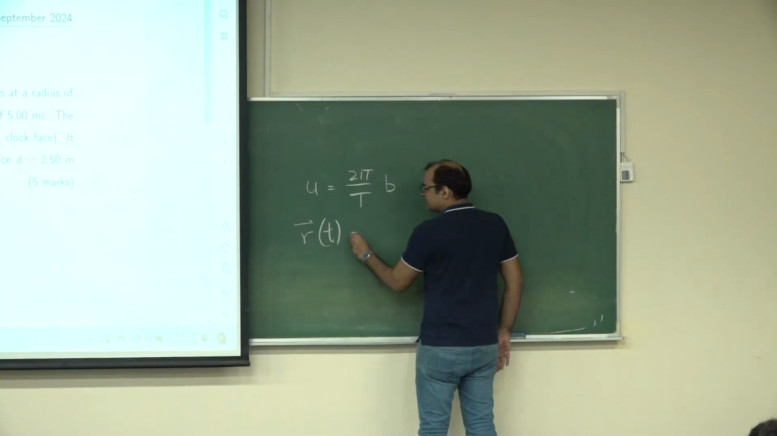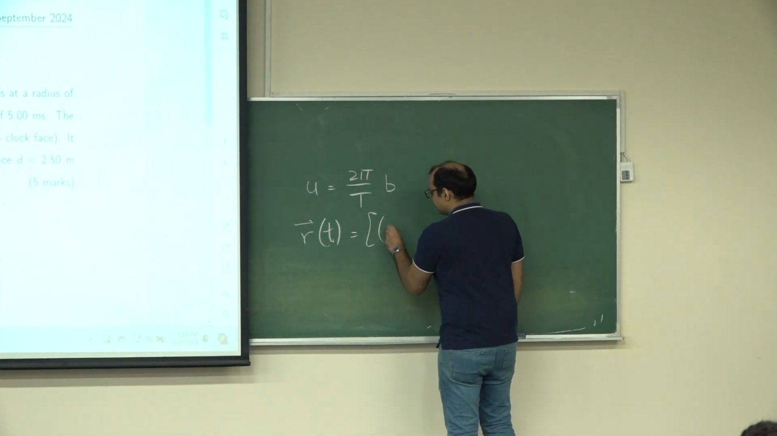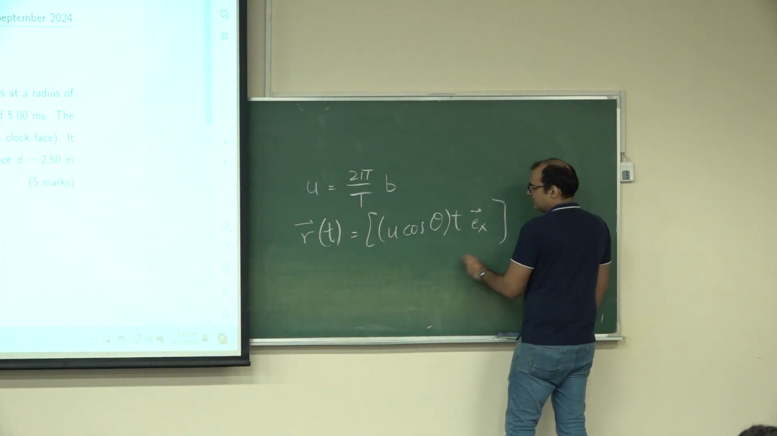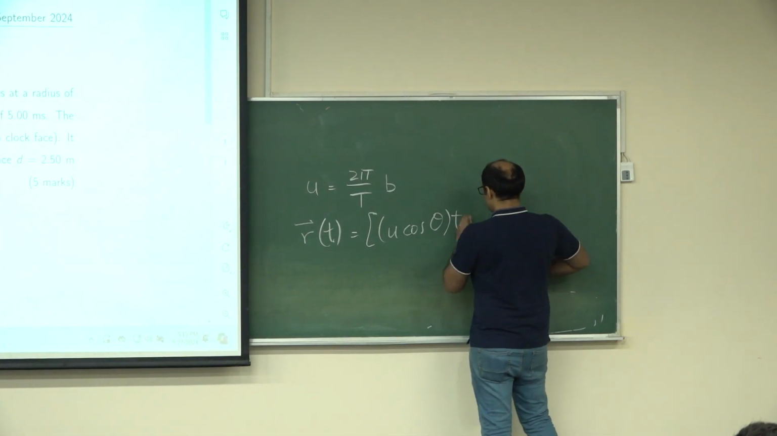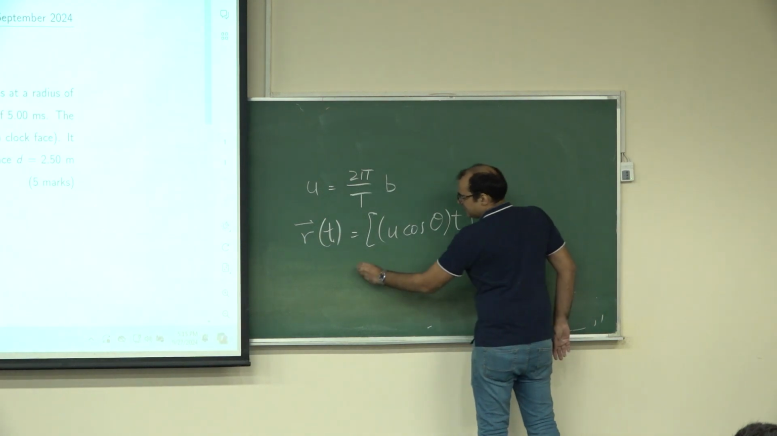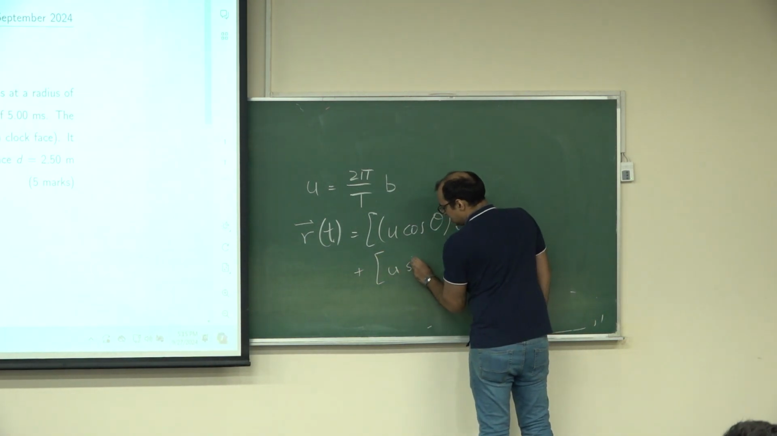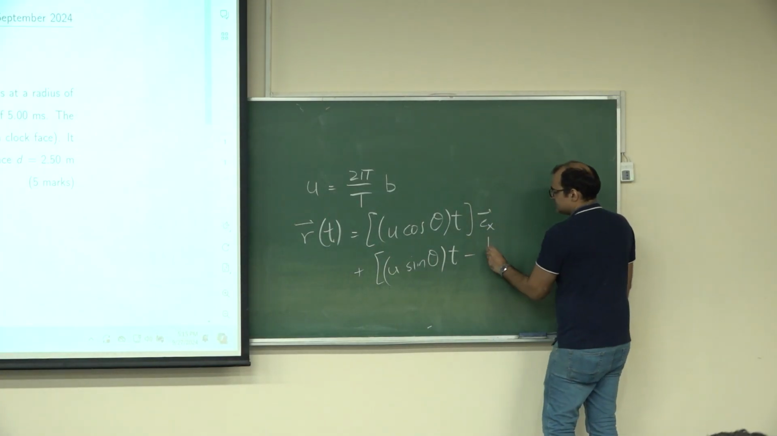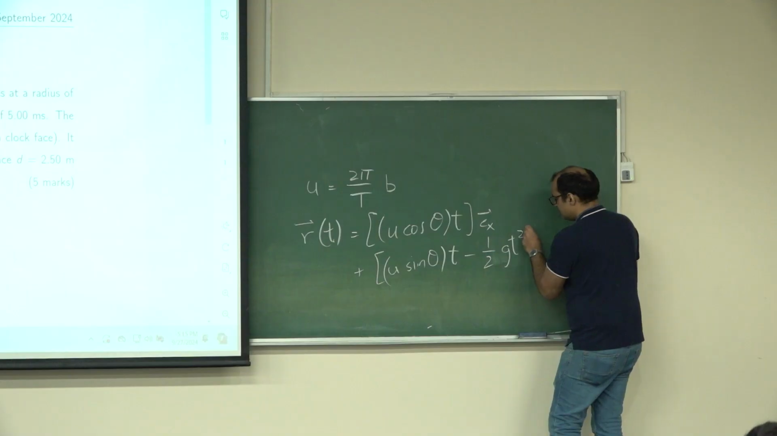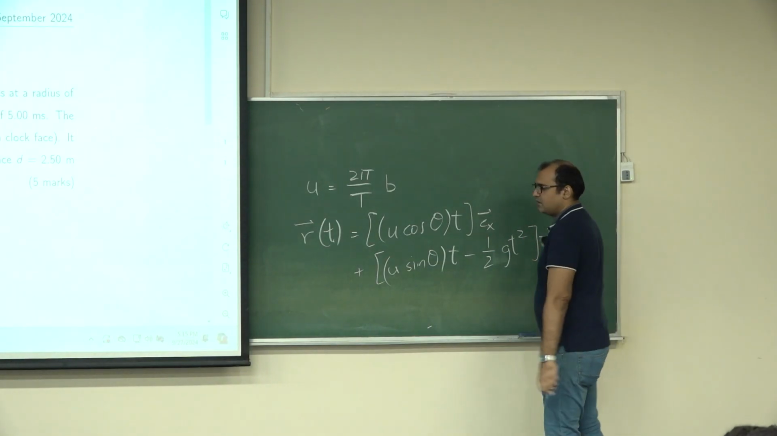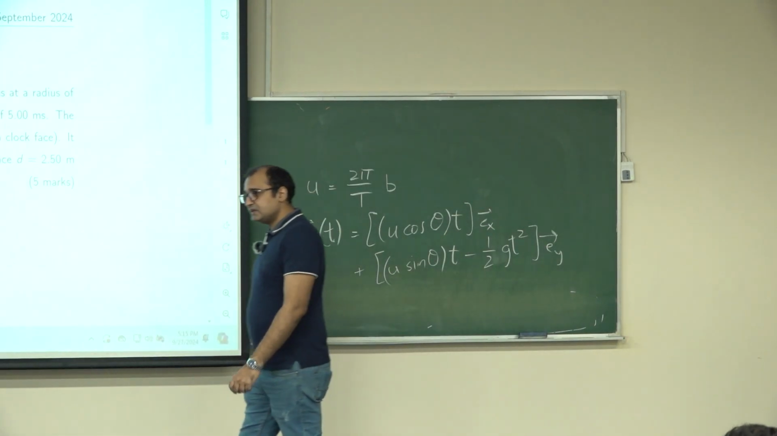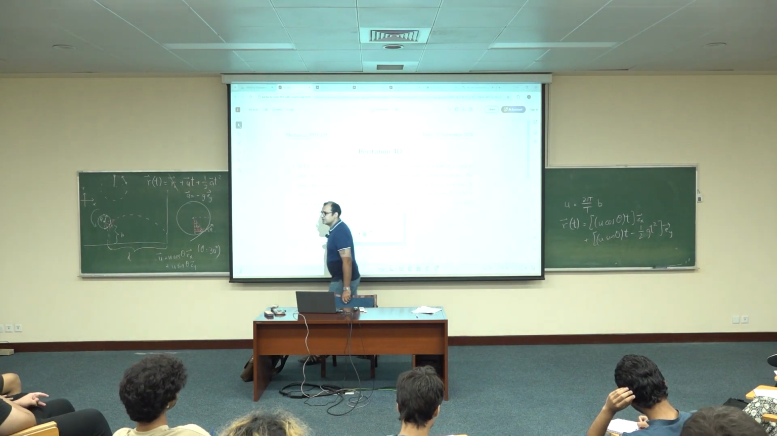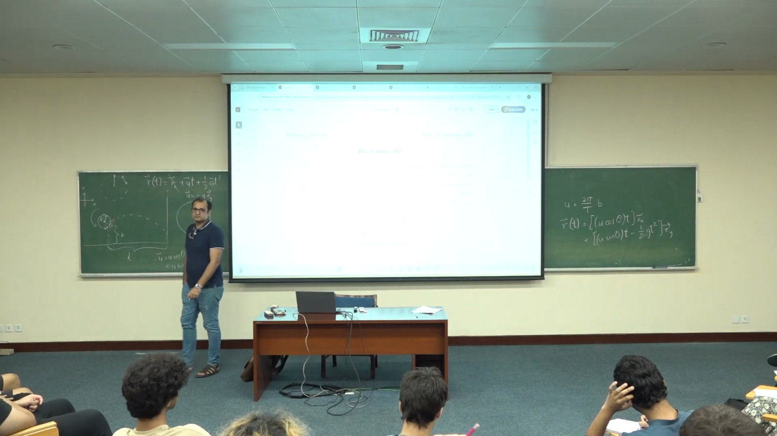This will be equal to, this is something that you are sick and tired of seeing by now, u cos theta times t, maybe I write it like this, plus u sin theta times t minus half g t squared times e_y. Okay, great. So this tells me that as long as the piece of clay is up in the air, that is a tool that gives me the position of the piece of clay.